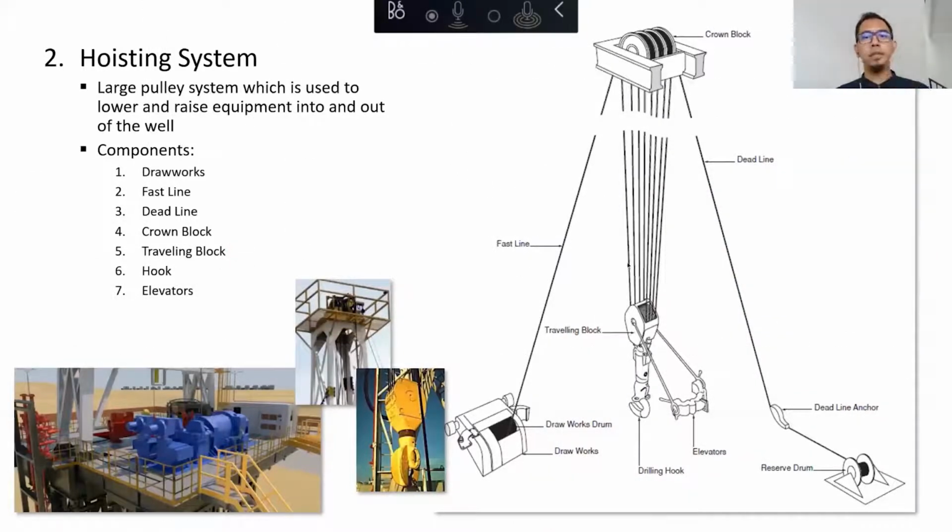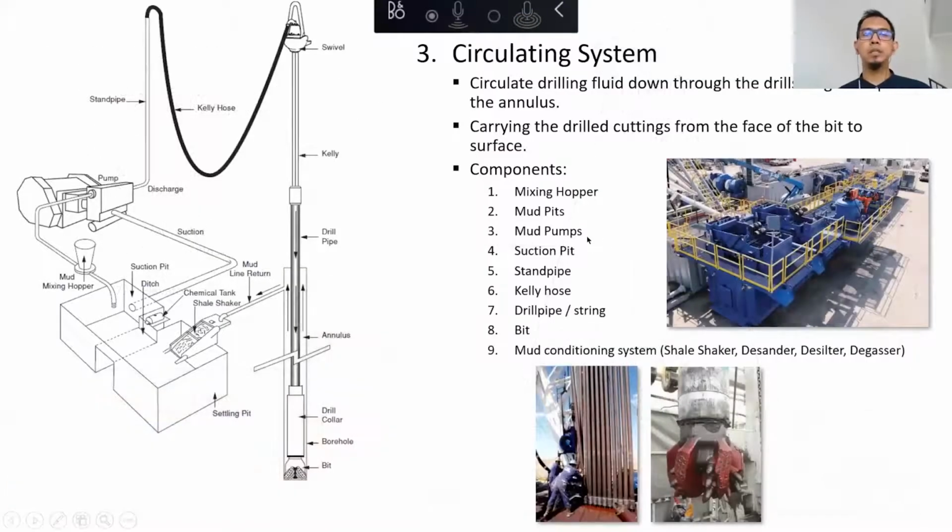And then the circulating system. Its function is to circulate drilling fluid down through the drill string and up to the annulus, also to carry all the drill cuttings from the face of the bit to the surface. So the components are mixing hoppers, mud pits, mud pumps, suction pit, standpipe, Kelly hose, drill pipe or drill string, bit, and when it returns back to the annulus and back to the surface, it goes to the mud conditioning system, which consists of shale shaker, desander, desilter, degasser, whichever applicable that can be used.